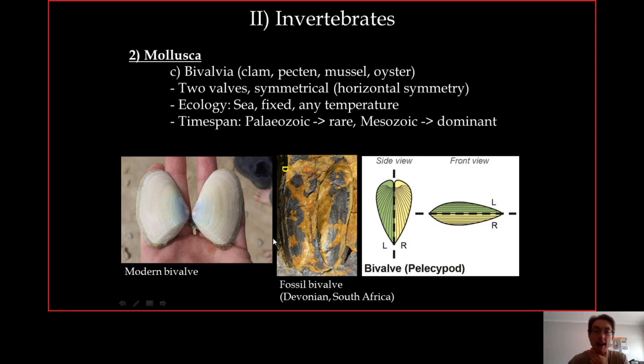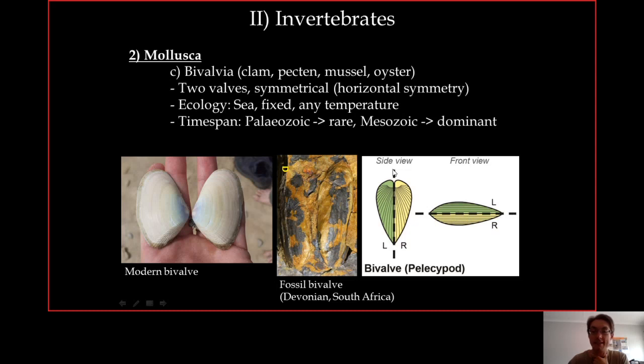The two valves are the same. You can see they are the mirror of each other. The two valves are symmetrical, and if you look at your bivalve from the front, from the mouth, if I may say, if you consider that the two valves together form a mouth, you can see there is a horizontal suture, there's a horizontal symmetrical axis between the two valves.